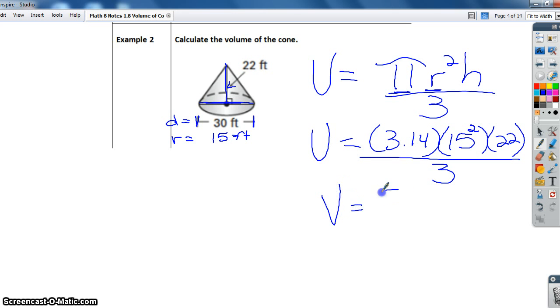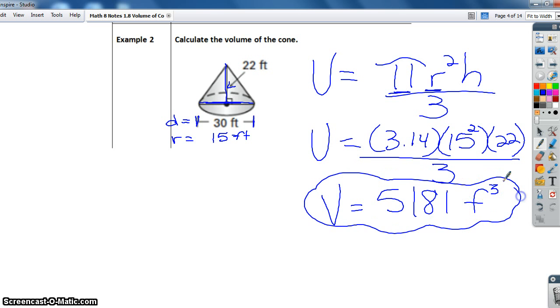You get 5,181 feet cubed. There we go. Questions on that one?